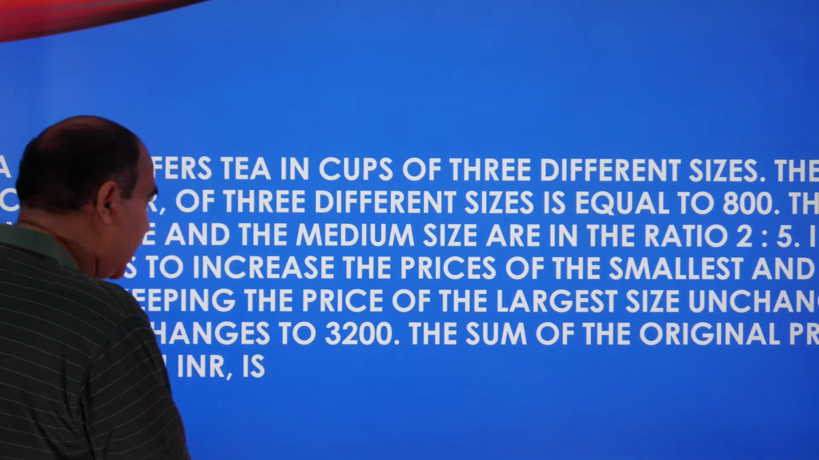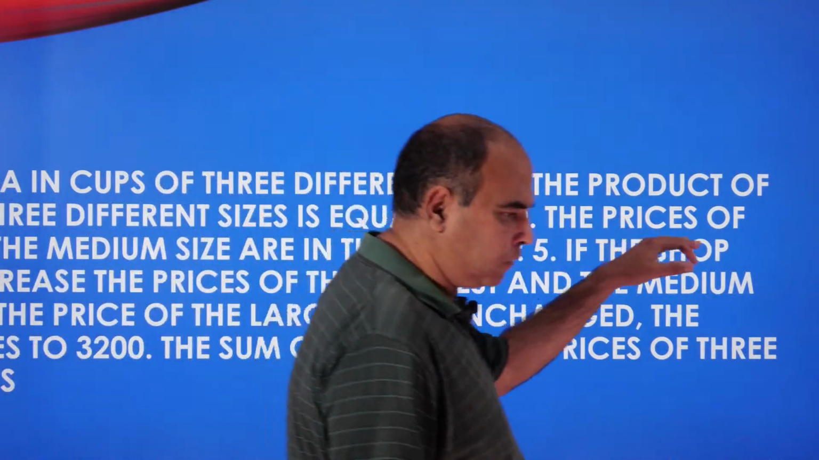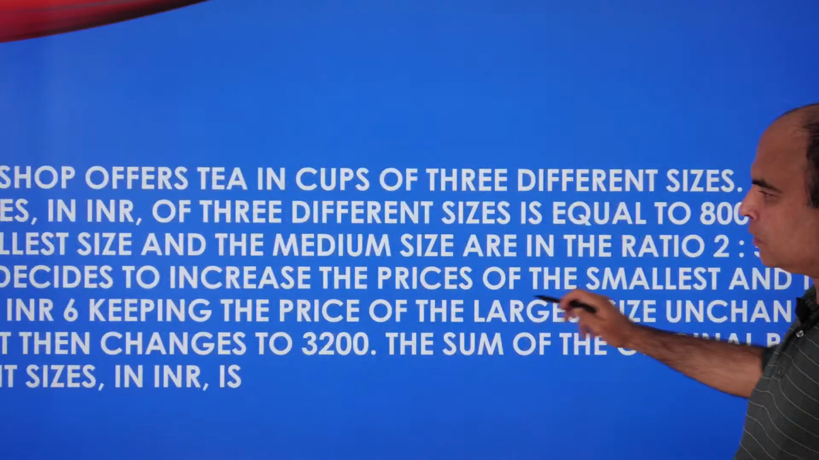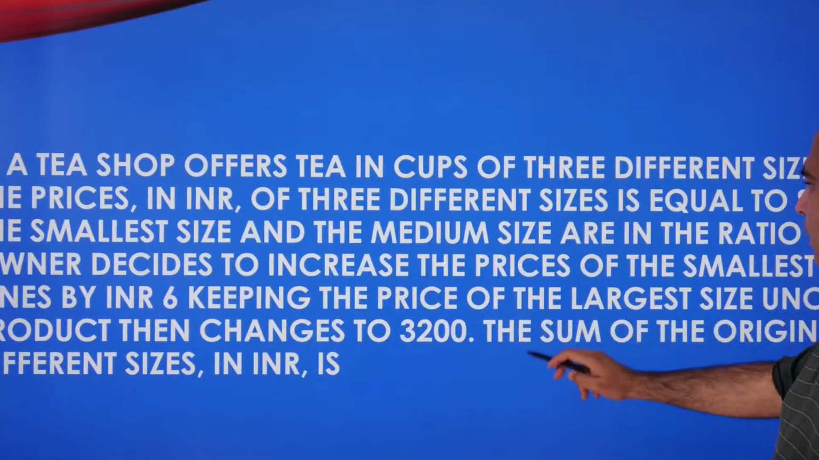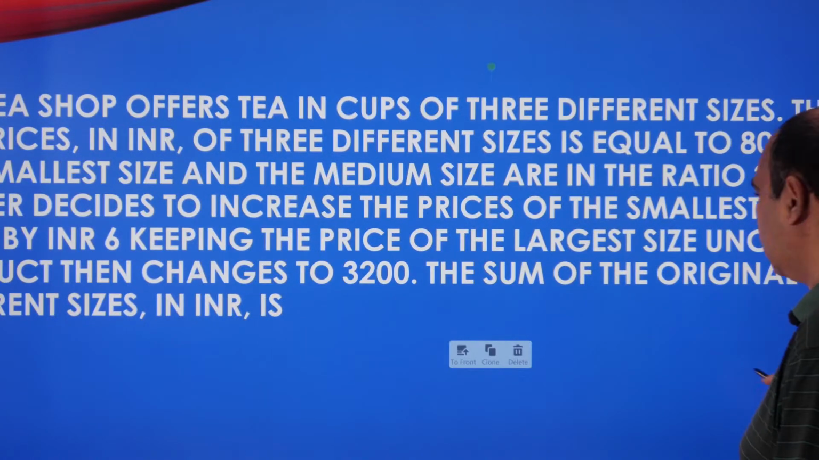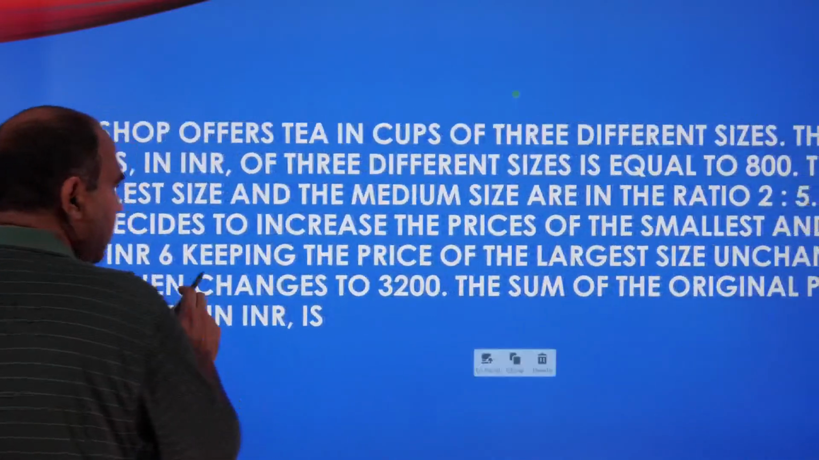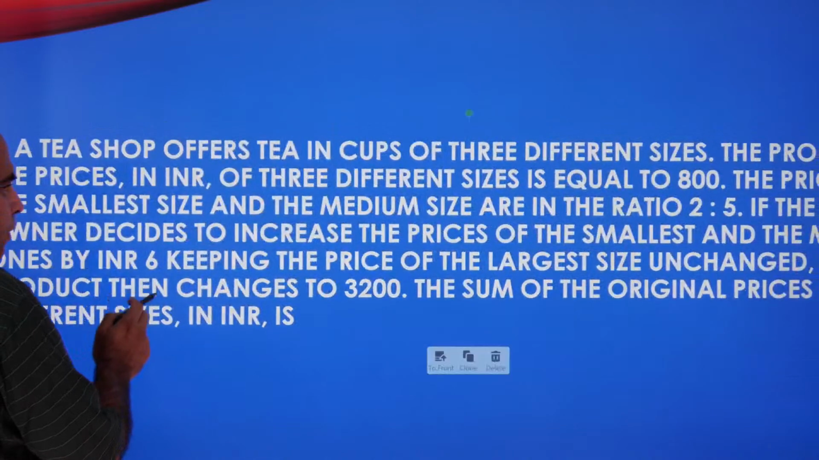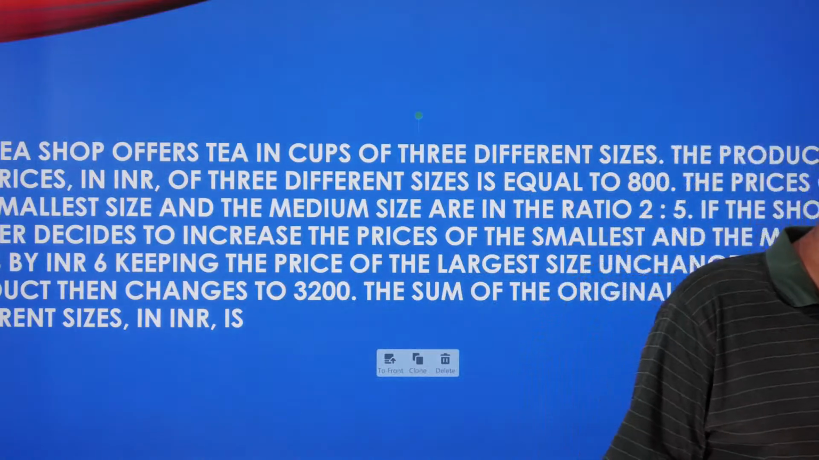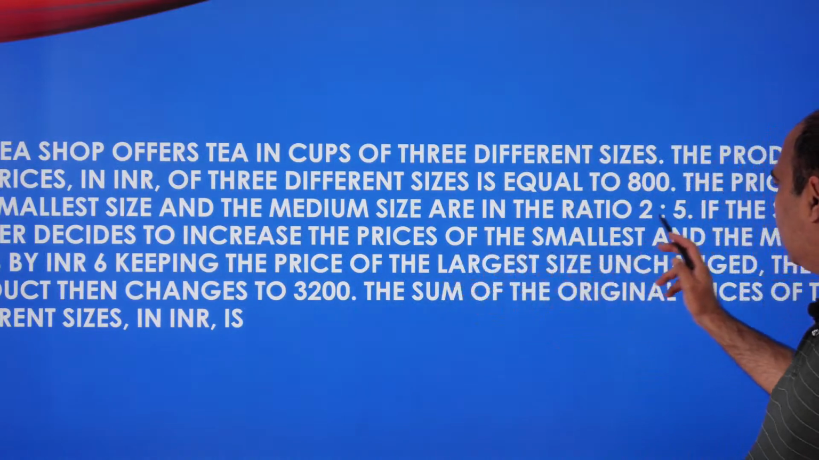Right? So what is the question saying next? The prices of what? The prices of the smallest size and the medium size. Let me just try to bring this down into one picture for you. I guess you guys can see this. The prices of the smallest size and the medium size are in the ratio 2:5.